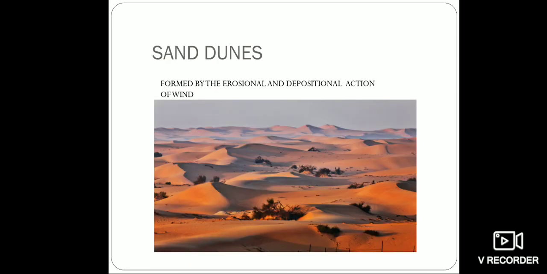Sand dunes are also formed by the erosional and depositional action of the winds. Whenever the wind blows, it carries all the sediments, and whenever the wind stops blowing, it deposits those sediments. And these sand dunes are hill-like structures. They are formed by the erosional and depositional action of the wind.